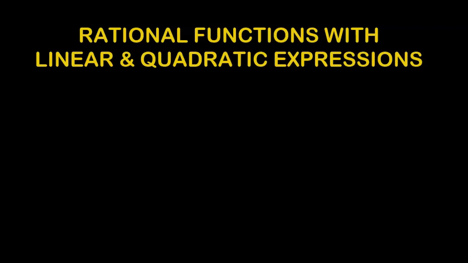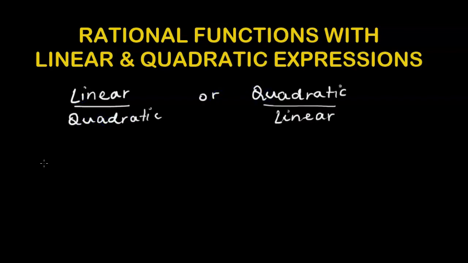Hey guys, in this lesson we will discuss the last type of rational functions that is required for this course. These types of rational functions contain linear and quadratic expressions in the form of p over q. These could be two types: linear over quadratic or quadratic over linear. An example of linear over quadratic is a linear function on top and a quadratic function as the denominator. An example of quadratic over linear is a quadratic function as the numerator and a linear function as the denominator.